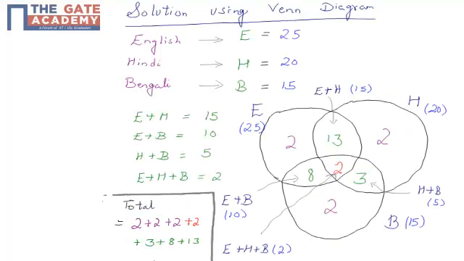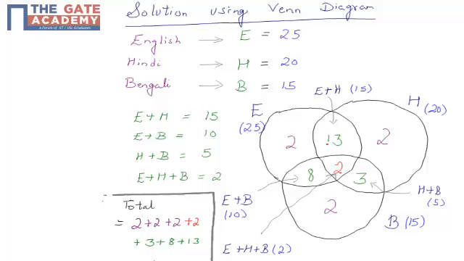So we will solve this problem using the Venn diagram. It is said that nurses who can speak English are 25, for Hindi there are 20, for Bengali there are 15. English plus Hindi is 15, English plus Bengali is 10, Hindi plus Bengali is 5, and in all the 3 is 2. So let us draw the Venn diagram.